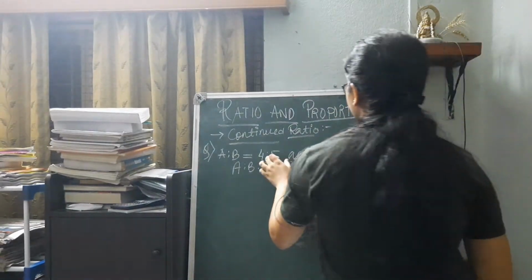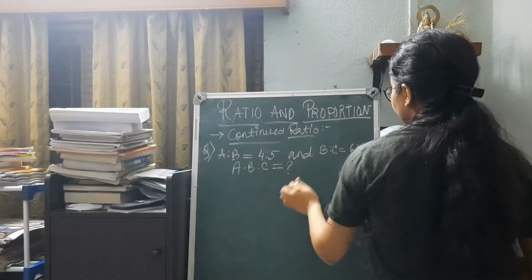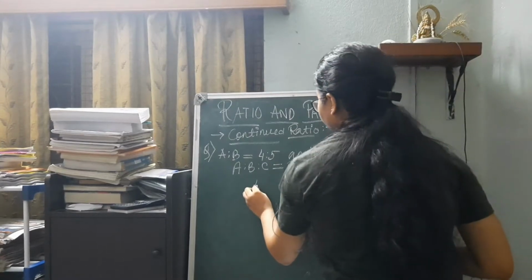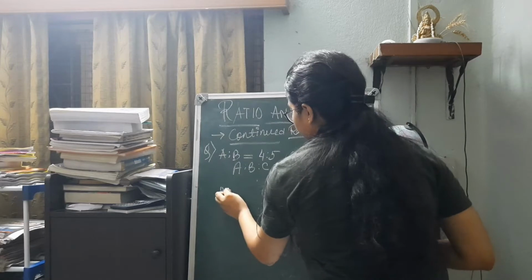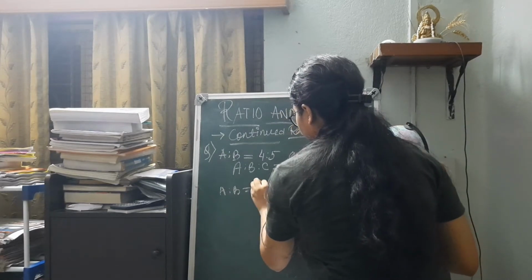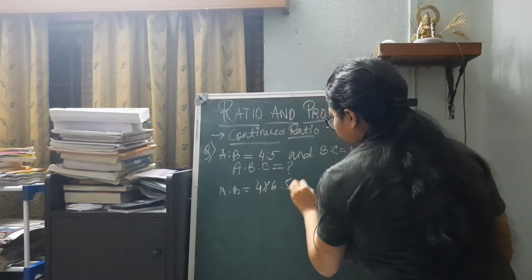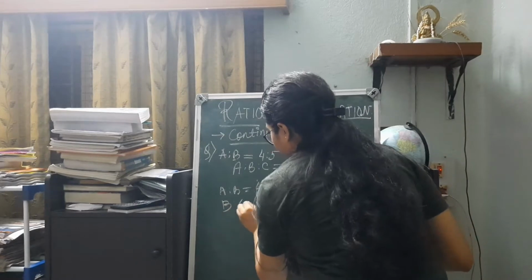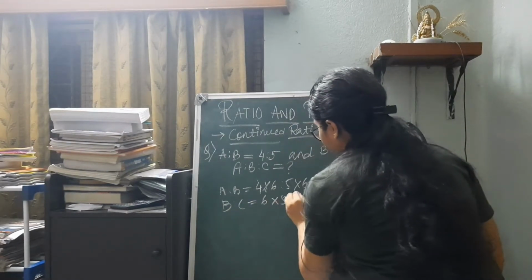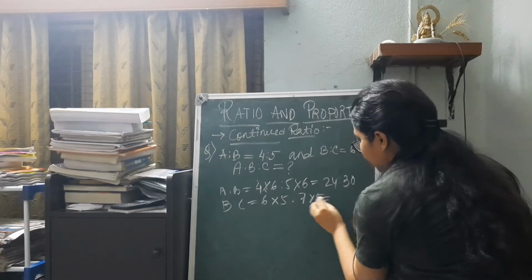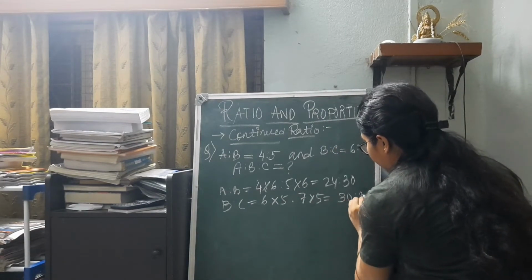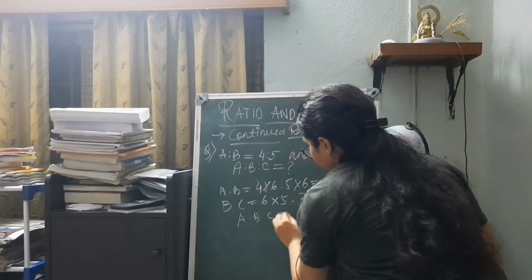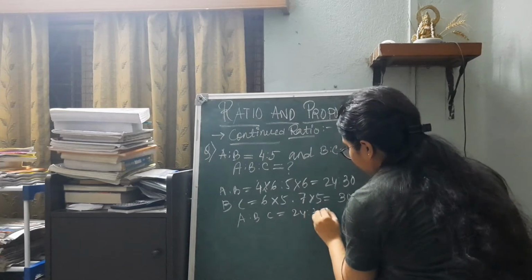So we can directly go for the LCM of the common part, that is B. With that we can see that the LCM of 5 and 6 is 30. So we can write A is to B as 4 into 6 is to 5 into 6, and B is to C as 6 into 5 is to 7 into 5, that is 30 is to 35. So our answer A is to B is to C is 24 is to 30 is to 35.